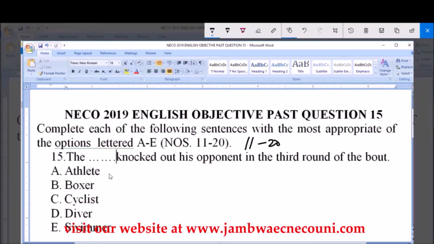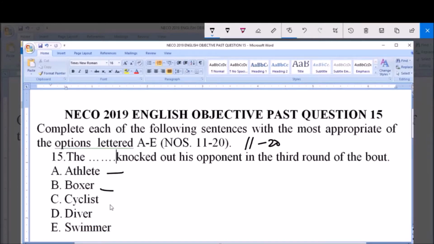Option A, athlete. Option B, boxer. Option C, cyclist. Option D, driver. Option E, swimmer. First and foremost, options D and E are out of context, because when we talk of a driver, it means somebody who drives a car. When we talk of a swimmer, somebody who is professional in swimming. So we cannot debate with option D.